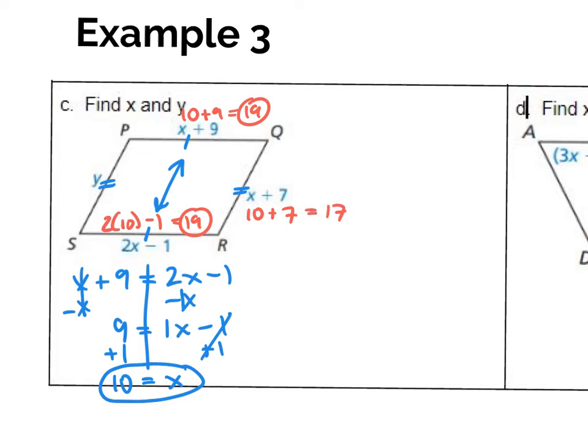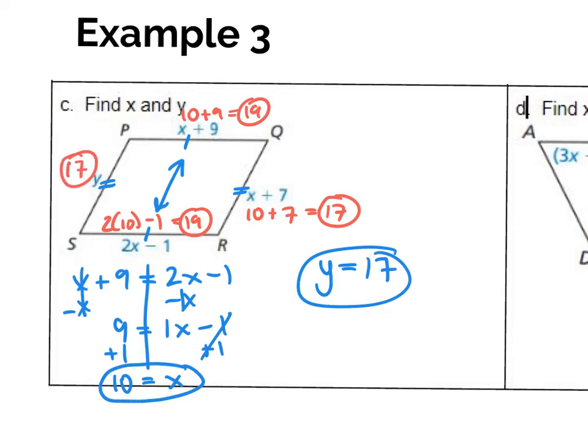Whoopsie daisies, 17 there. Okay, so then if I want to solve for y, what I'm going to do is take y and set it equal to x plus 7. But now knowing that x is 10, I know that y is going to equal 17. So I don't really have to solve anything there. I know right away y is 17. So by using the idea of opposite sides being equal, I can then solve for these unknown variables.